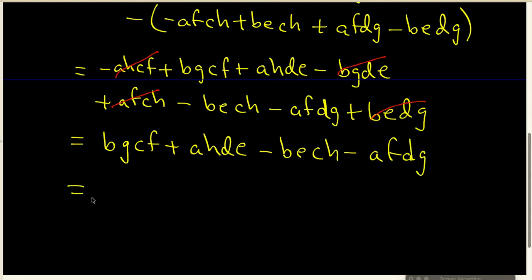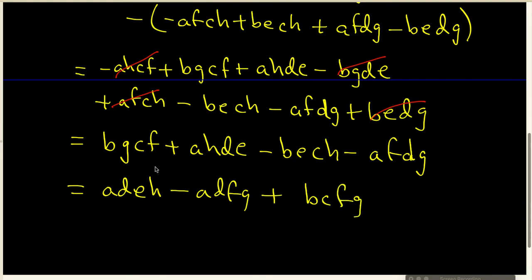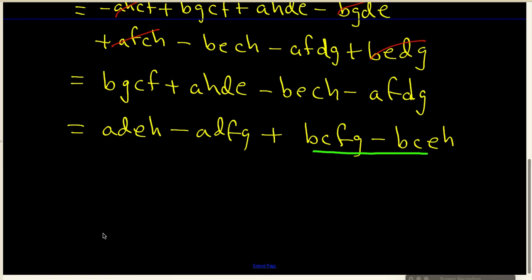And what I'm going to do is gather the A's together. So I have an ADEH from this term, minus an ADFG from this term over here. And then I'm going to gather the B's together. And I have a BCFG from this term here, minus a BCEH on that term right there. Now what I can notice is that I can factor out an AD out of those two terms and a BC out of these two terms. So that's the next thing that I'm going to do.